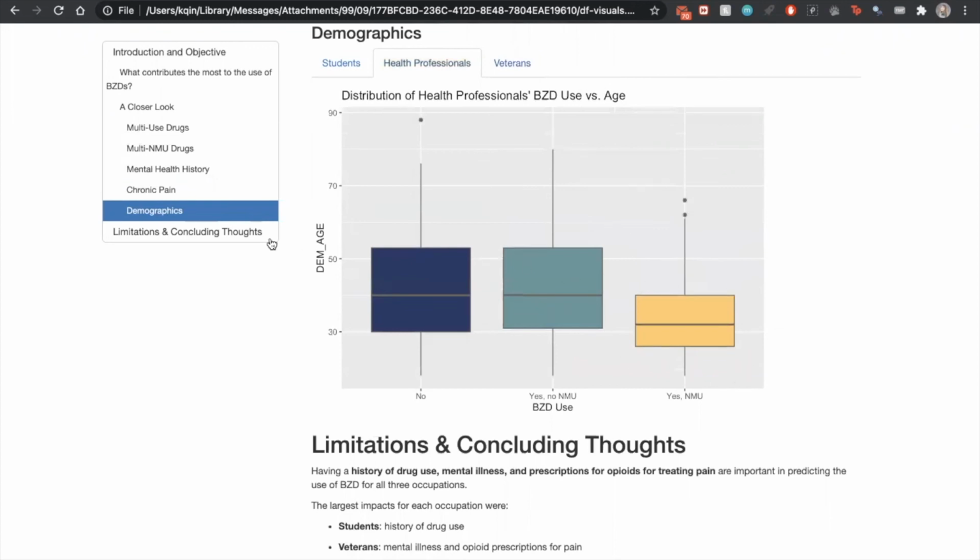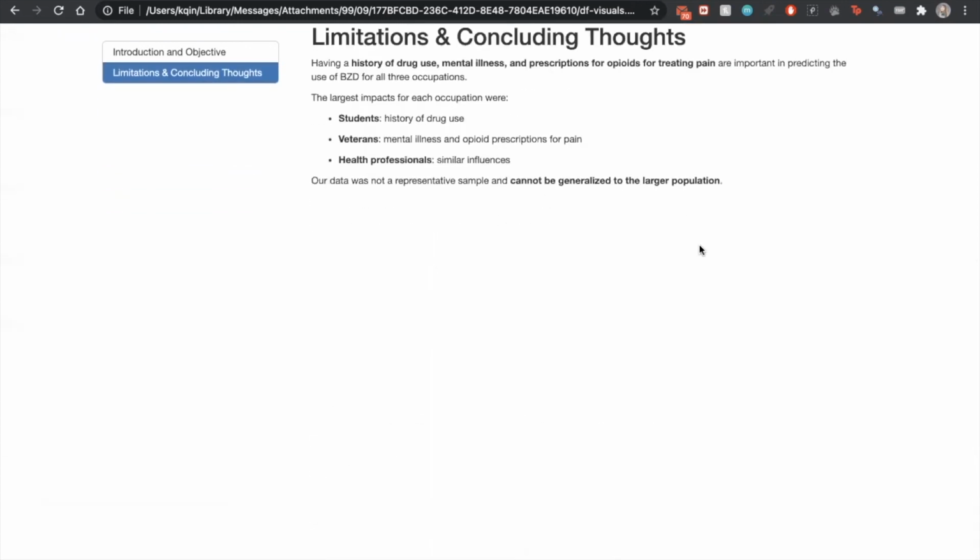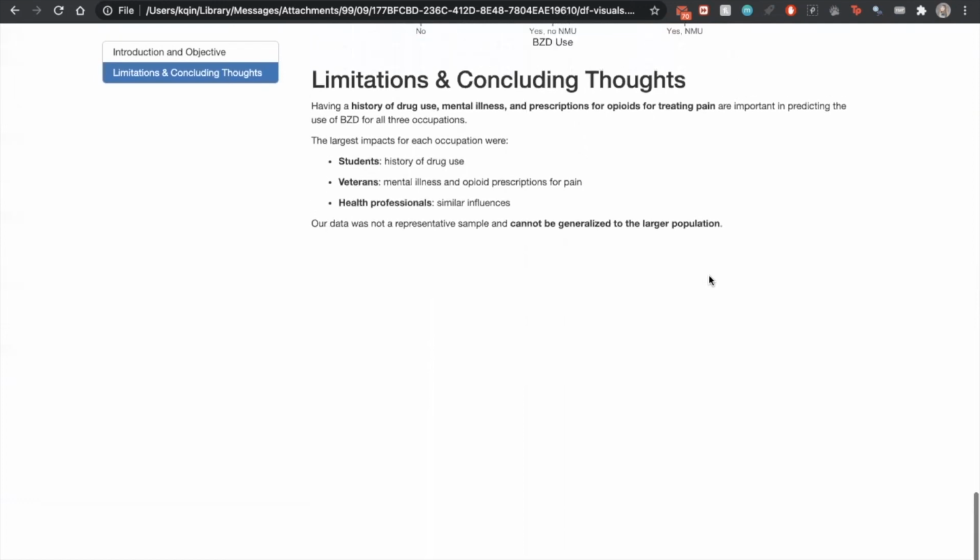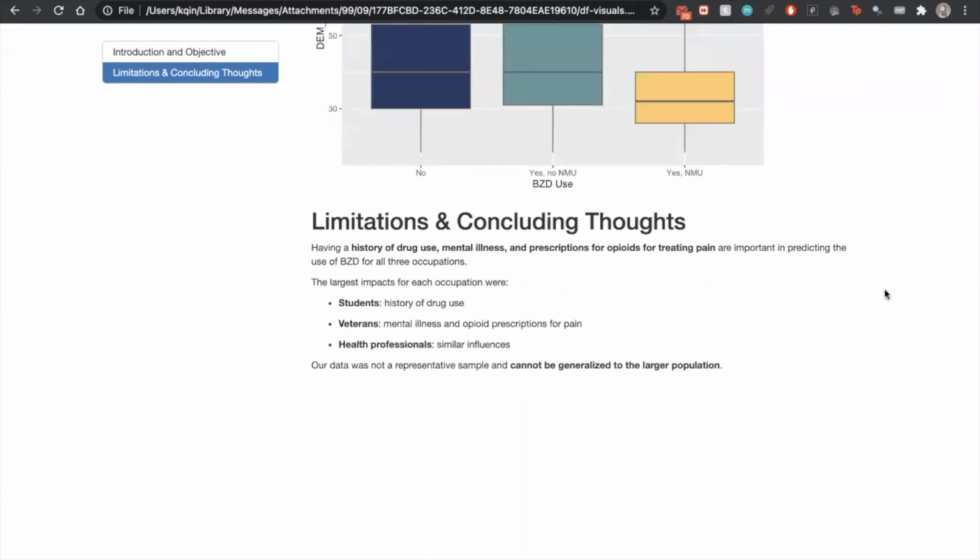Overall, our findings indicate that in our sample, having a history of drug use, mental illness, and prescriptions for opioids for treating pain are important in predicting the use of BZD for all 3 occupations. But the largest impacts for each occupation were a history of drug use for students, mental illness and opioid prescriptions for pain for veterans, and there were similar influences for each category for health professionals.